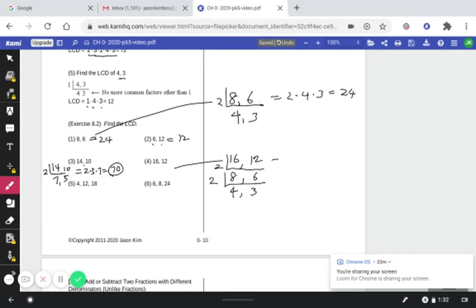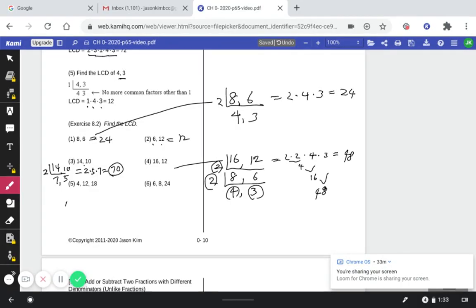So the LCD becomes 2 times 2 times 4 times 3, because these are the ones that you multiply. So 2 times 2 is 4. 4 times 4 is 16. 16 times 3 is 48. So 48 is your LCD for 16 and 12, because 16 goes into 48 3 times, and 12 goes into 48 4 times.